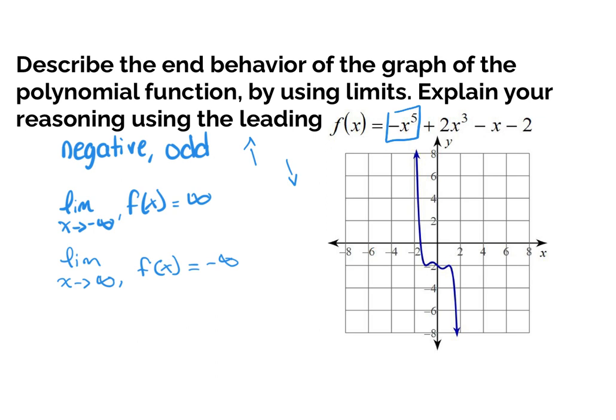Remember that when we are using limit notation, this part is just the left side of the graph. That's everything going left. Whereas this other statement is saying what is happening on the right of the graph.